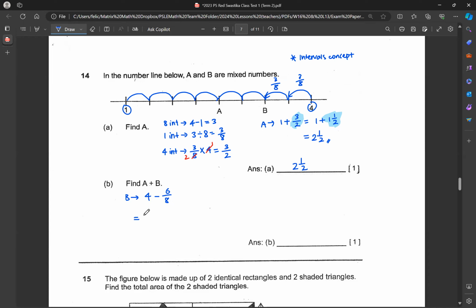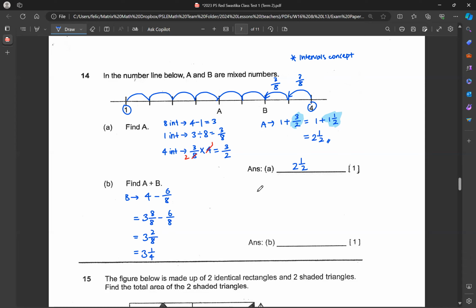So we shall rewrite 4 as 3 wholes and 8 over 8. Basically I rewrite it as a mixed number. I take out 1 whole to rewrite it as 8 over 8. Then now you do the subtraction, 3 wholes and 2 over 8, which can simplify to 3 and 1/4.